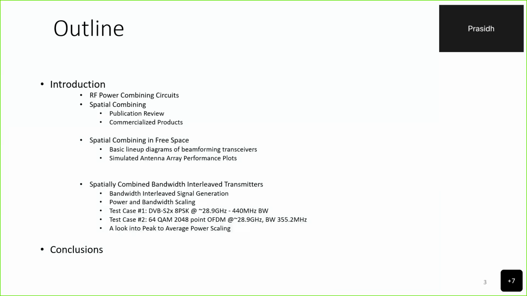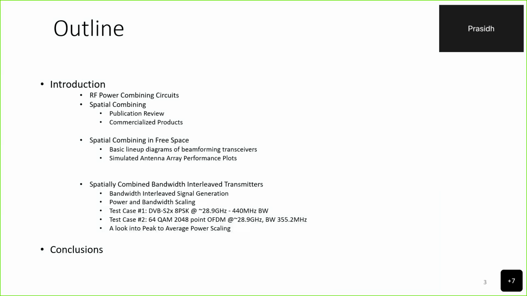So basically, in the outline, I'll first briefly touch upon RF power combining circuits. Of course, most of us would know that, so this is just a brief introduction there. Then I would like to introduce spatial combining. Under spatial combining, let's look into a few publication reviews and then commercialized products.